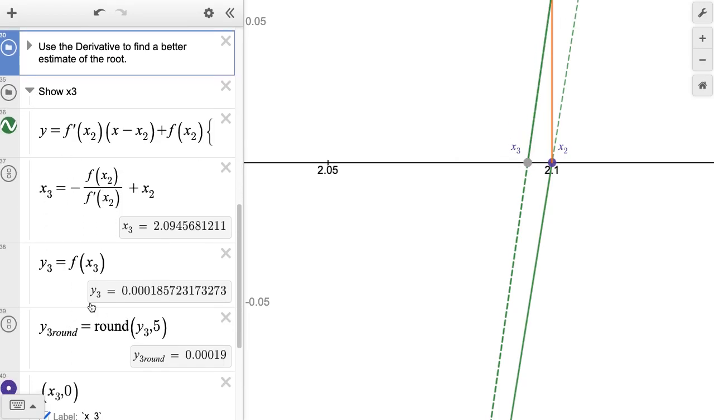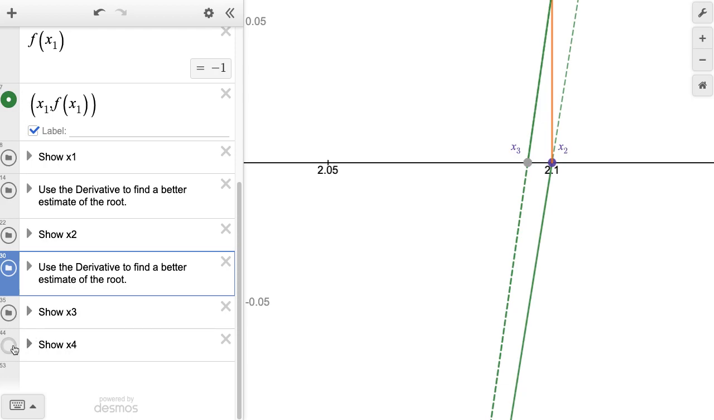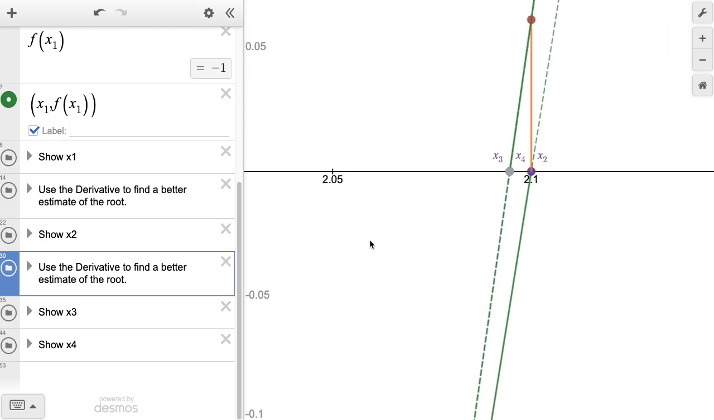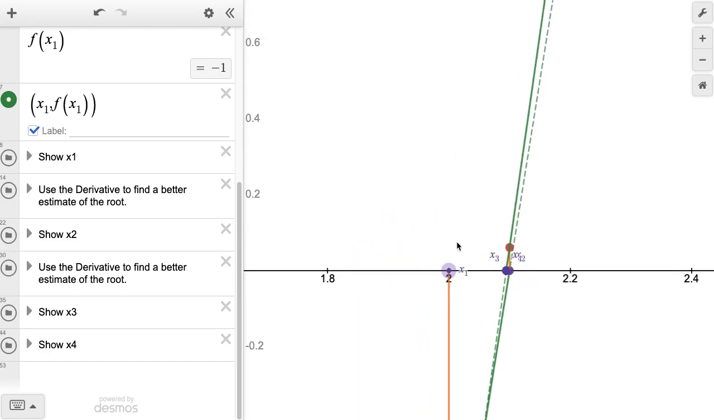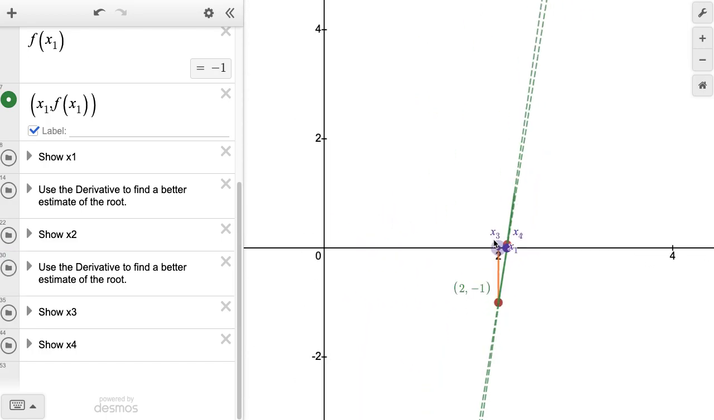And I can see f of x3 is going to be even closer to 0. And I'm going to do the same thing with x4. I'm going to find the value of f of x3, find the slope of the line, and use that linear function to find another 0, and then x4 is going to be my new estimate based on that linear function, which is based off of the derivative. Okay, so let me just zoom back out here and see. There we go.